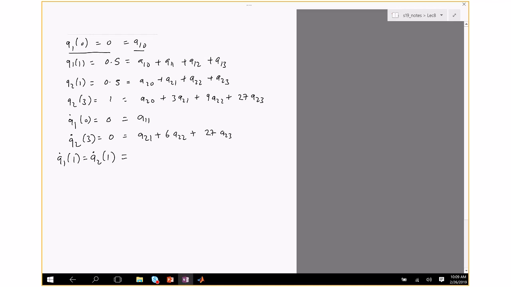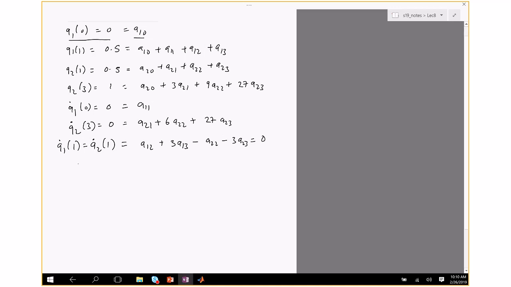If you put that, you get 2a12 plus a12 plus 3a13 minus a22 minus 3a23 equals 0. So this, well, I should write it like this. The way I got this condition was q1 dot minus q2 dot, right? So q1 dot is equal to q2 dot at 1, which means that the difference is 0. And so when you take the difference, you get that equals 0.